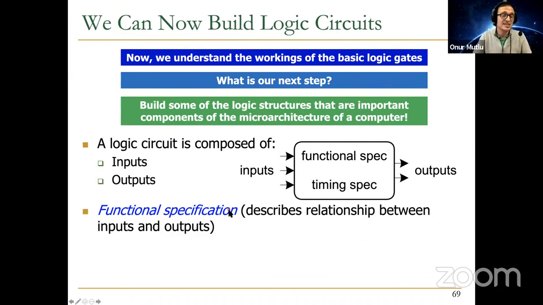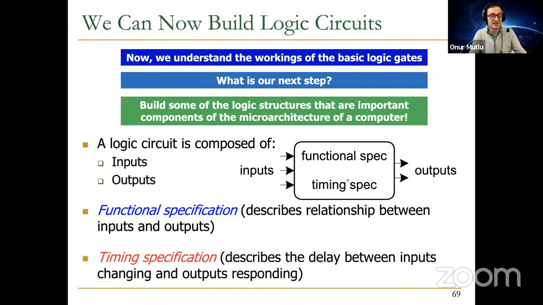But what is functional specification? Basically, this is the logical specification. It describes the logical relationship between inputs and outputs. What logic function does this logic circuit implement, or is supposed to implement, let's say. And then there's a timing specification, which is really lower level. It describes the delay between inputs changing and the outputs responding. How long does it take for me to observe the output when one or all or a combination of the inputs change? That's the idea over here. And this requires a lot more detailed analysis. Clearly, functional specification can be given using a truth table, right? I can specify a logic circuit with its truth table.